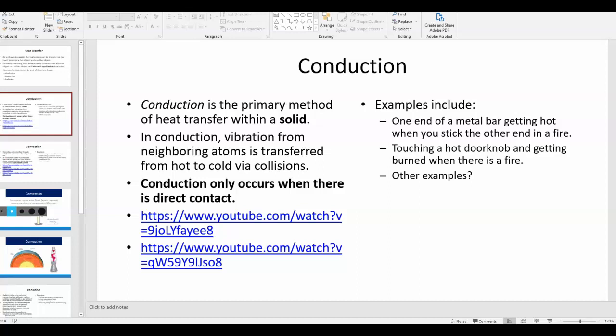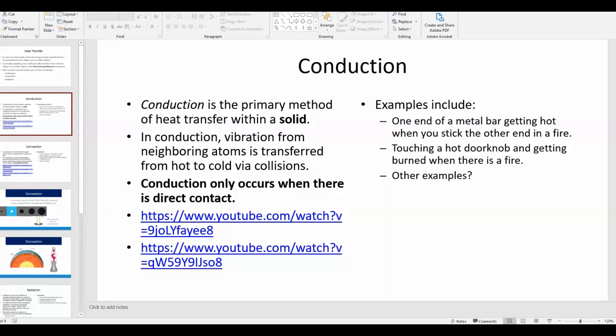Some examples I gave you on this slide: one end of a metal bar getting hot when you stick the other end in a fire. If you touch a hot doorknob and you get burned when there's a fire, that would be an example of conduction, because when you have that direct contact, the atoms in the hot doorknob are vibrating really fast. And when you touch the hot doorknob, those vibrations can carry over into the atoms making up your finger. And that's how heat can go from the doorknob to your hand.